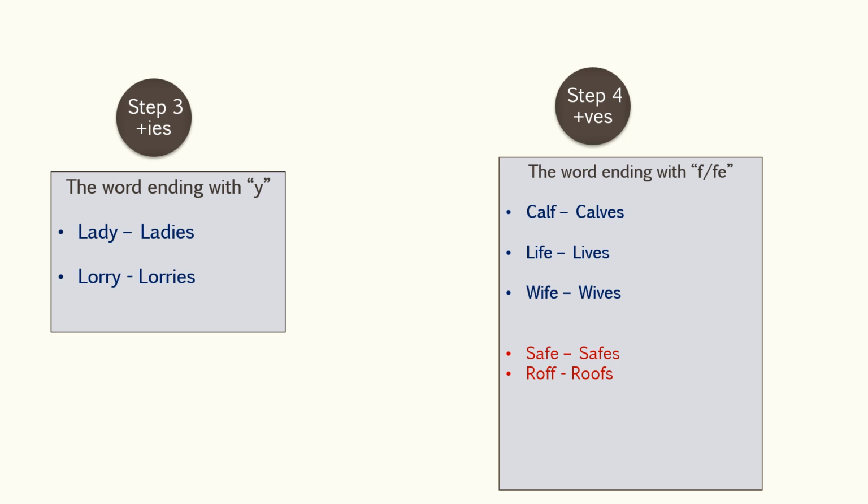Step 3. By adding ies to the end of the singular noun. We use this step for words ending with y.